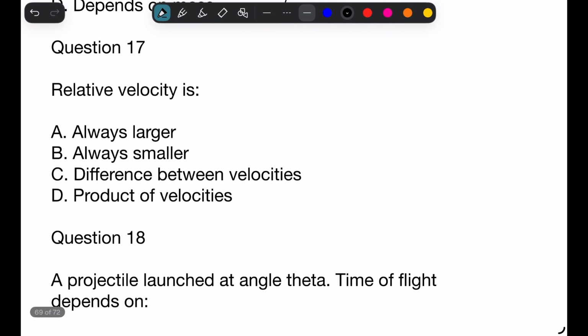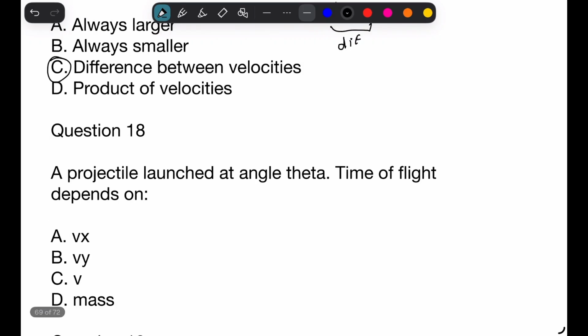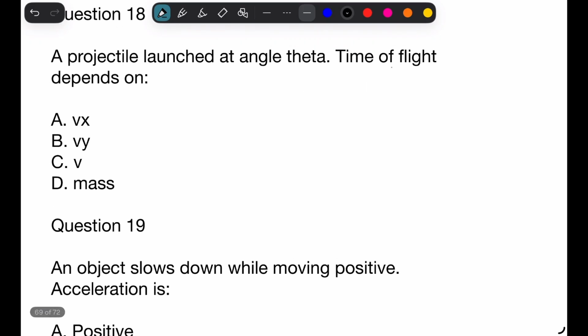Relative velocity is going to be what? It's VA minus VB. It's the difference between velocities. A projectile launched at an angle theta. The time of flight depends on what? We have this equation. We have vertical velocity, we have height, and we have gravity. So we have Vy, which is a part of our equation. Only vertical motion determines the time in this of these options.